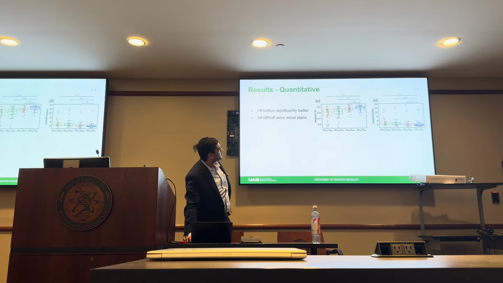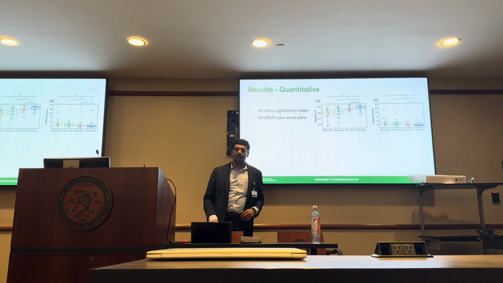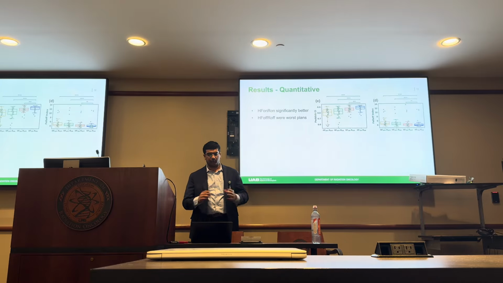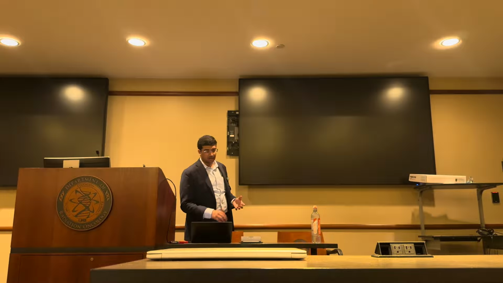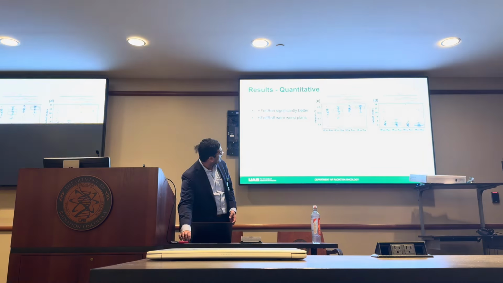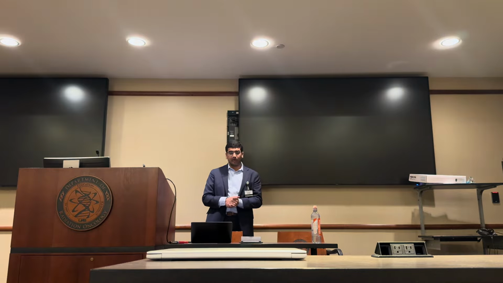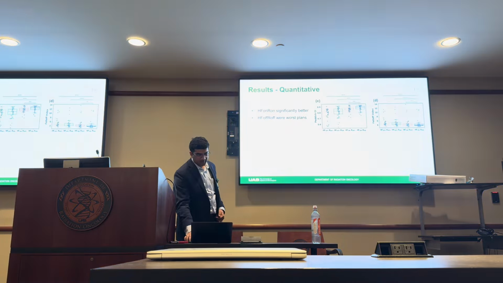And so those quantitative metrics look something like this. In this case, I'm only showing you conformity and fall off across the 4 different plan types. And what we can see is that high fidelity on, rings on was significantly better than any of the other plans. In fact, high fidelity off, rings off were actually the worst plans out of all 4.